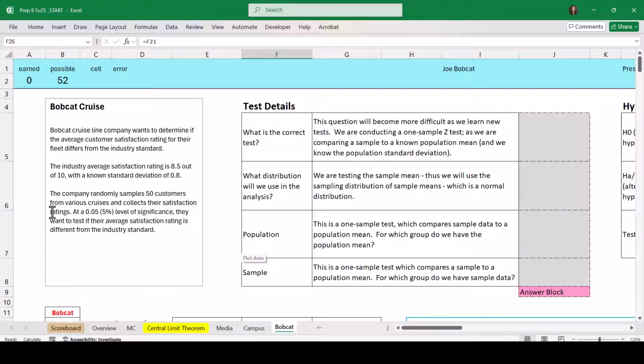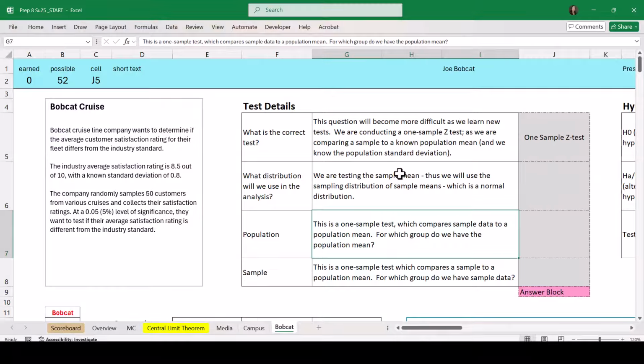So we're going to use a 5% level of significance to see if the average satisfaction rating is different from the industry standard. So this is going to be, again, a one sample z-test. It is a one sample z-test because we have one sample and we are comparing that sample to a population mean. And then we're going to make generalizations about the populations.